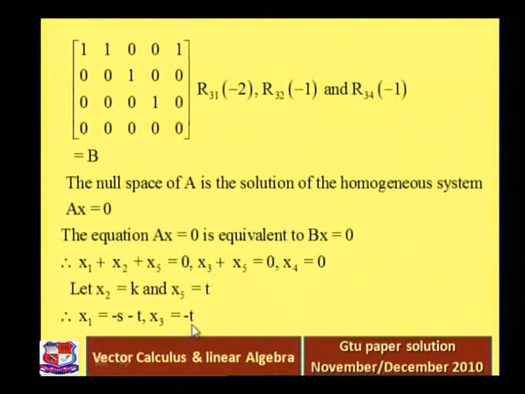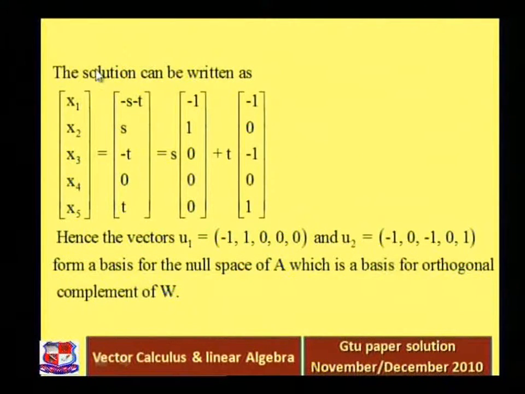Okay, and now from these solutions, x4 is 0, x2 is s, x1 is minus s minus t, x3 is equal to minus t and x5 is equal to t. You will get the solutions can be written as x1, x2, x3, x4, x5 equal to: the value of x1 is minus s minus t, the value of x2 is s, the value of x3 is minus t, the value of x4 is 0, the value of x5 is equal to t.